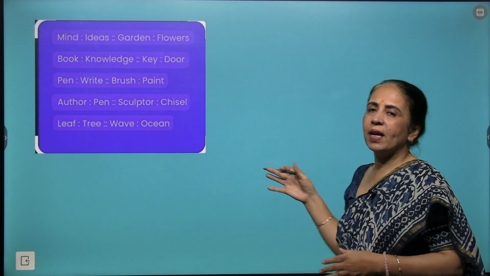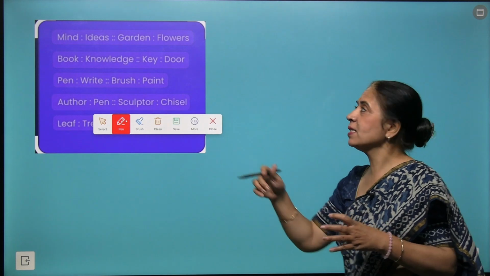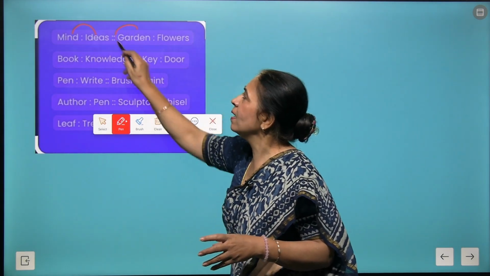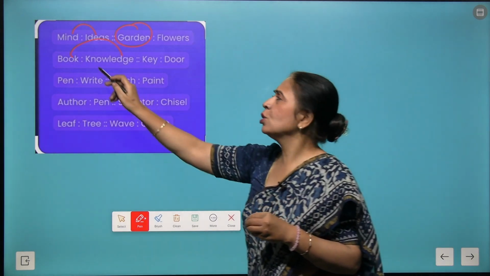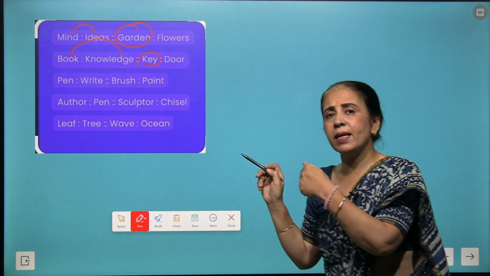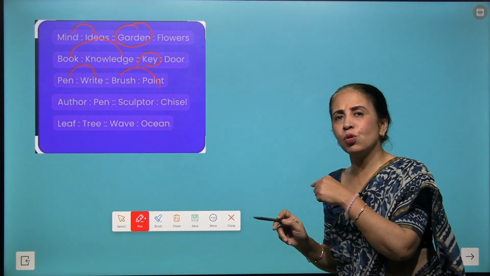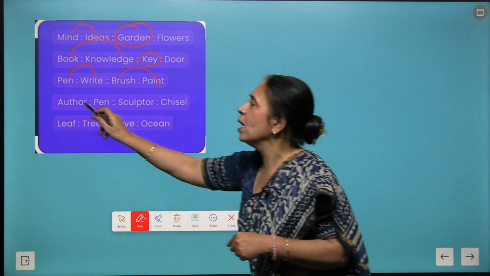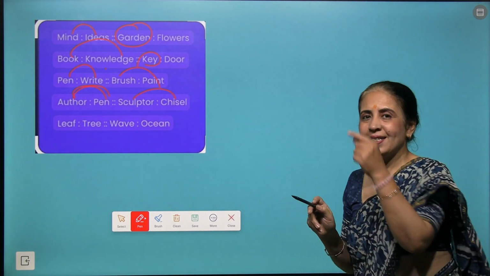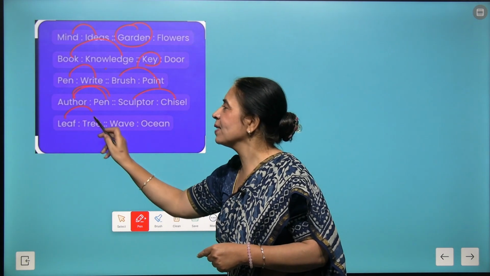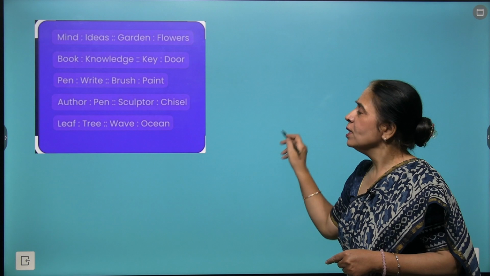Let's take more relations of analogies. So could you see, like mind has ideas. What is there in the garden? We have flowers. Also, book is related to knowledge. Similarly, key is related to door. And we use pen to write and brush is used to paint. Understood? Author uses pen and the sculptor uses chisel. And leaves are the part of trees. Similarly, waves are the part of ocean.